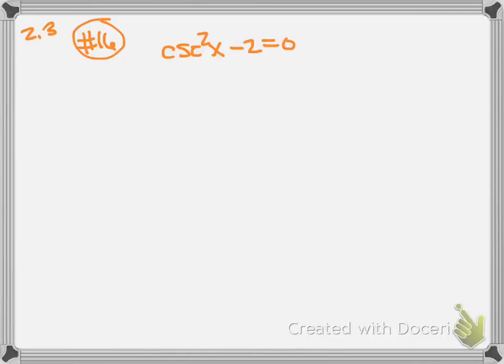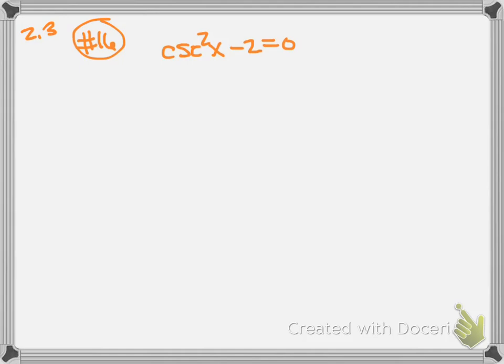Alright, if you're going to retake this Unit 2 test, here's the second assignment we're working on. It's out of 2.3. Number 16, you see it right here, cosecant squared of x minus 2 equals 0. Your job is to solve it. So hit pause right now and let's see how far you can get.